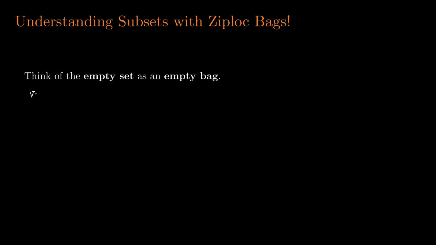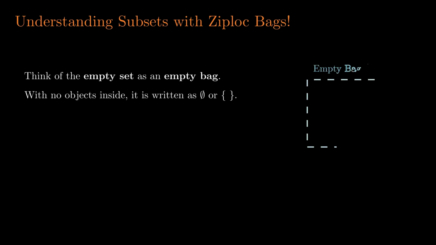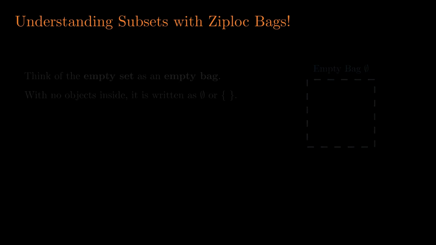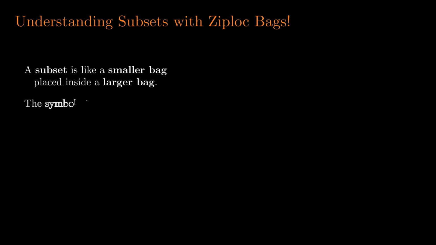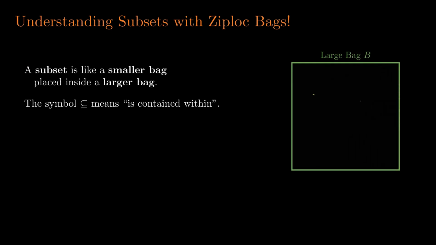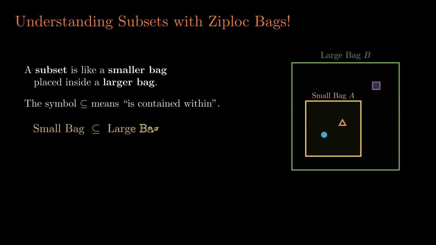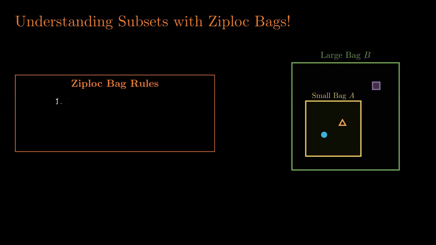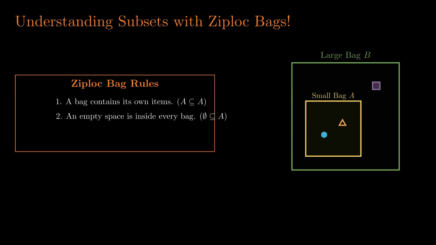To understand the empty set, imagine an empty transparent bag. Because there is absolutely nothing inside it, it represents the empty set. Now, imagine a smaller bag placed entirely inside a larger bag. This small bag is a subset of the big bag, meaning everything in it belongs to the larger one. Think about it. Any bag contains its own items, so it is a subset of itself. And an empty space is always inside any bag, so the empty set is a subset of every set.